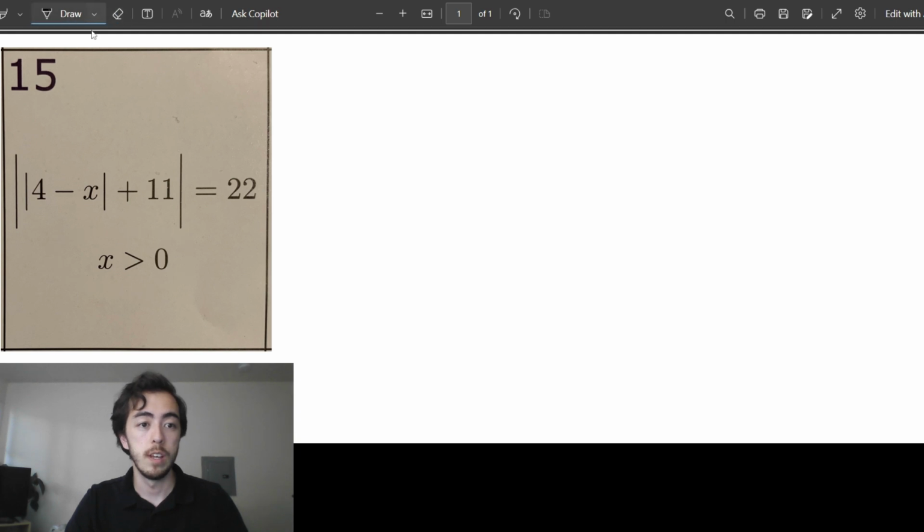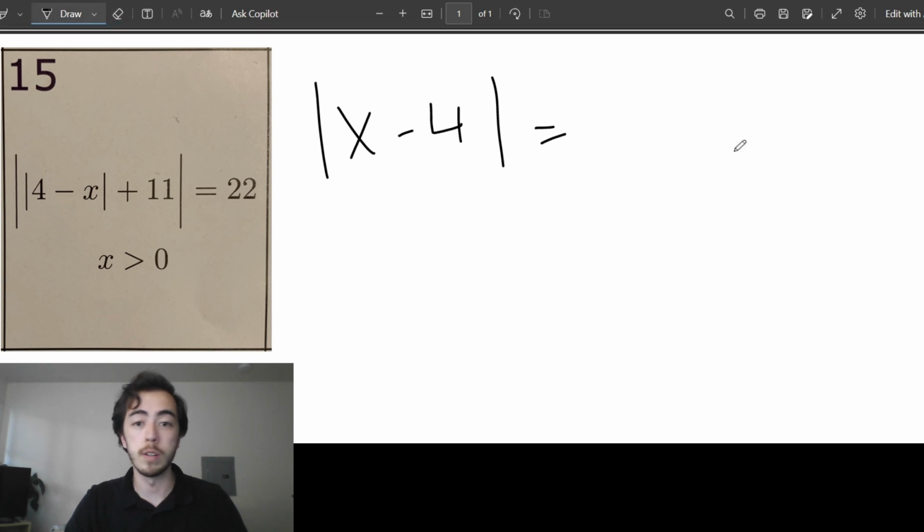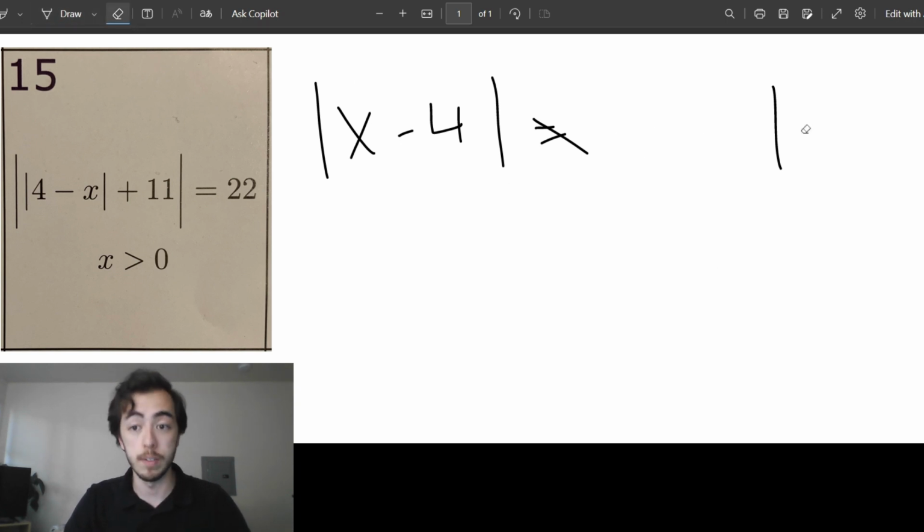So the way I'm seeing this is it's the absolute value of 4 minus x, plus 11, and that's equal to 22. And with the absolute value bars, essentially anytime you have something negative on the inside of these absolute value bars, it just turns positive. That being said, if you have an expression like x minus 4 and you have absolute value bars, please don't think that all you need to do is turn the negative signs positive, because the way to interpret this is different.